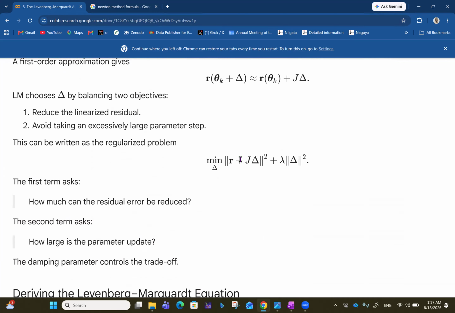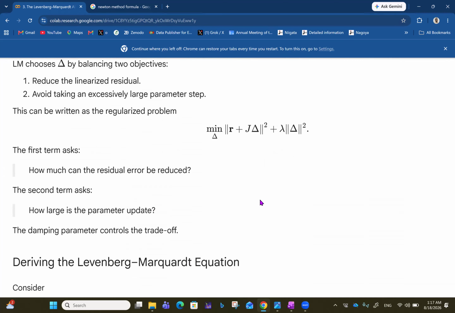So how much can the residual error be reduced here, and here, how large is the parameter update? The damping parameter controls the trade-off. So this lambda is controlling the trade-off between the reduction of the residual error and the largeness of the parameter updates.